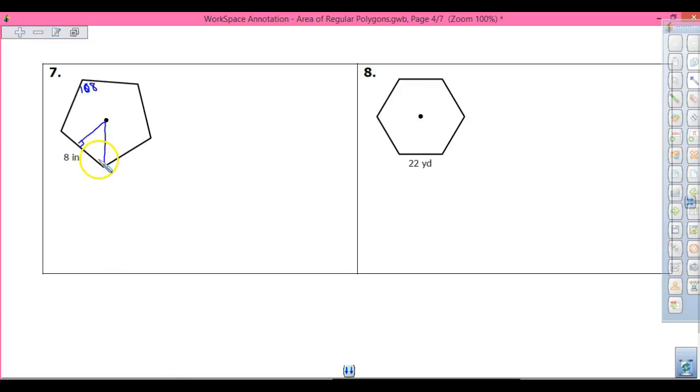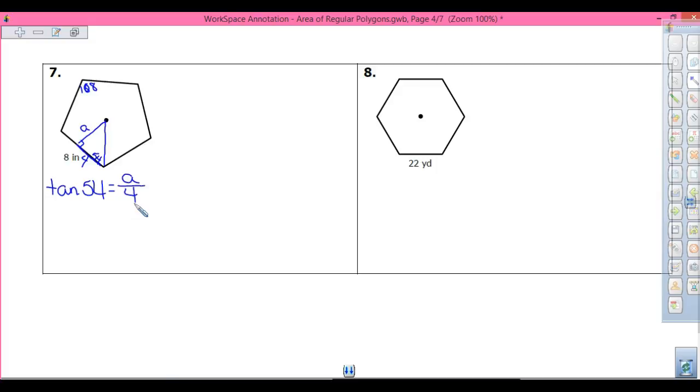Okay, this angle right here is what? 54. This side right here is what? 4. Okay, and we need the hypotenuse. So how am I going to find it? Tangent of 54 equals... Now instead of dividing, what are you doing? Yep, now we multiply 4 times tangent of 54.